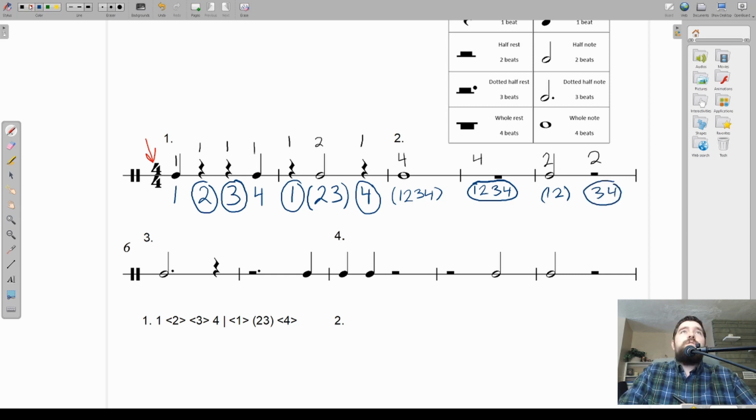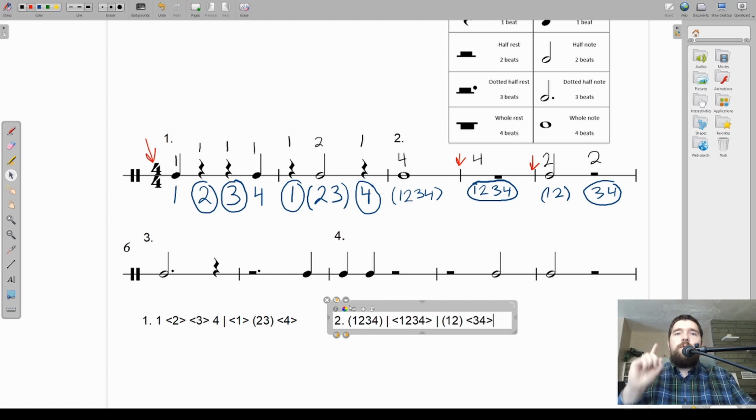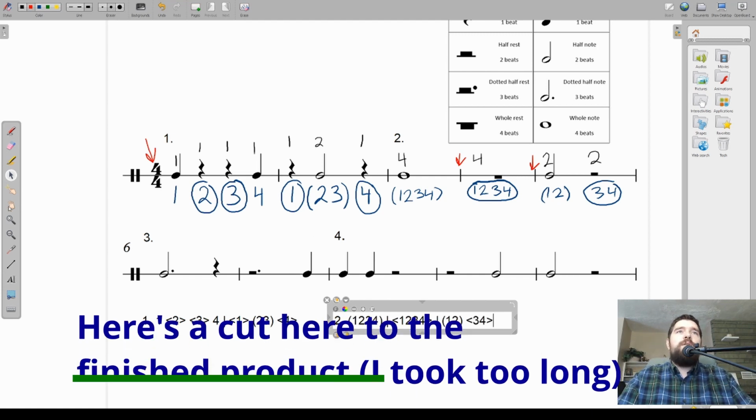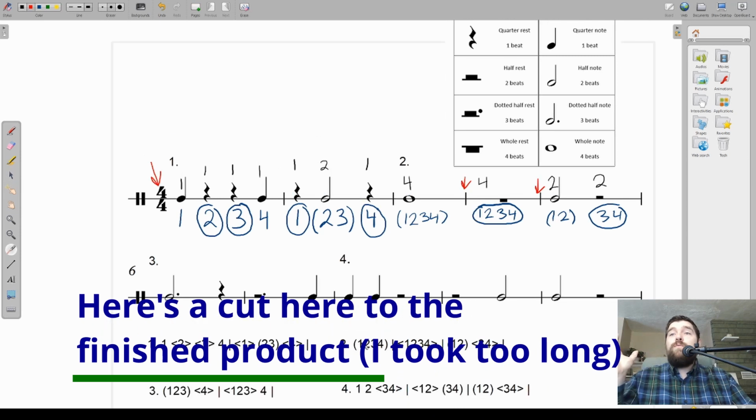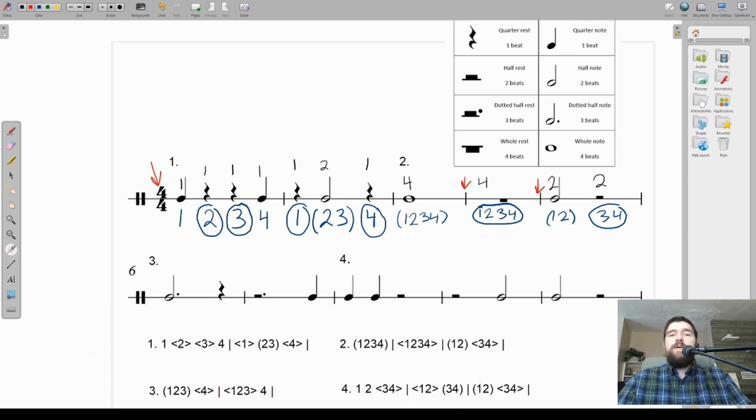Every new measure, we start with beat 1. Every measure has that repeating pattern of 1, 2, 3, 4. And I need to put it into writing. Now remember, you need to make sure that you know the difference between the half rest and the whole rest. That's counting rhythms. Don't forget, be better than you were yesterday.